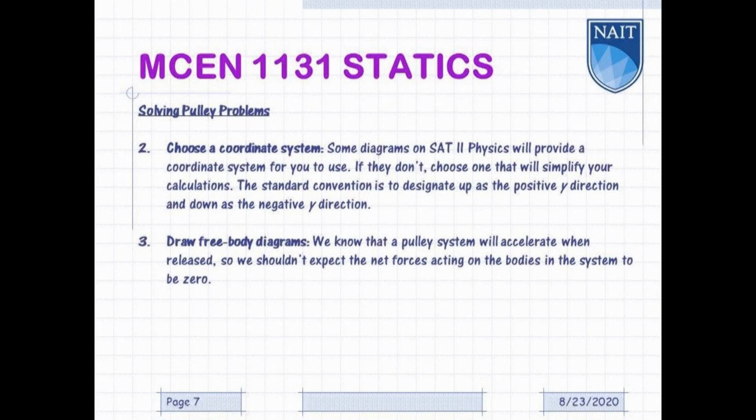Secondly, choose a coordinate system. Some diagrams on SAT 2 physics will provide a coordinate system for you to use. If they don't, choose one that will simplify your calculations. The standard convention is to designate up as the positive y direction and down as the negative y direction. Lastly, draw free body diagrams. We know that a pulley system will accelerate when released, so we shouldn't expect the net forces acting on the bodies in the system to be zero.